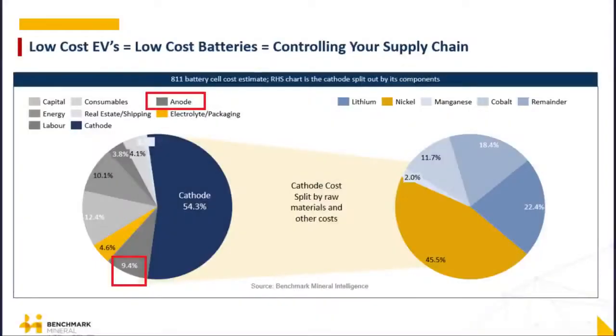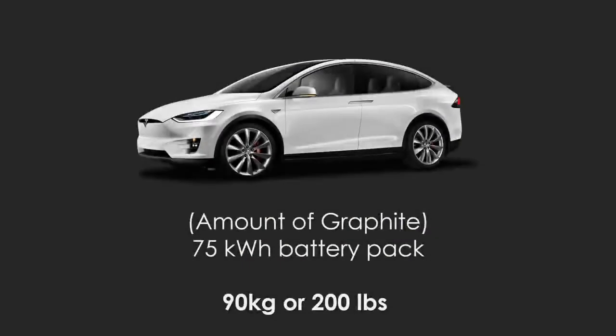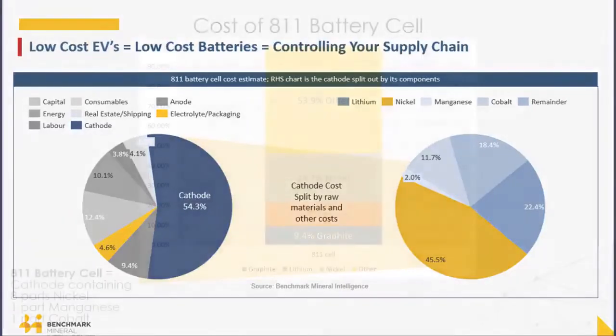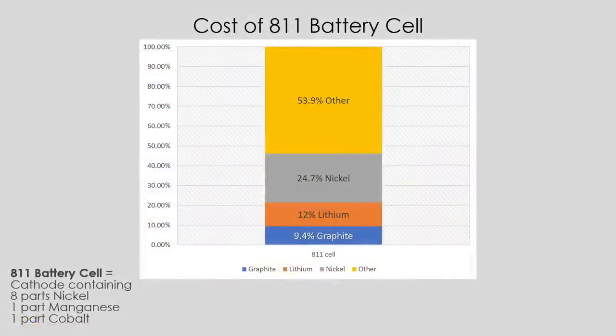According to Benchmark Minerals, about 10% of the value of the battery is the anode, and by weight, a vehicle with a 75 kWh battery pack would contain around 90 kilos or 200 pounds of graphite. And when we look at the top three battery materials side by side, and in this case, an 811 battery cell, we can see how the costs compare as per Benchmark Minerals. Graphite makes up 9.4% of the total cost, while lithium makes up 12% and nickel 24.7%. So these three elements amount to about 46% or almost half the cost of the battery. And yes, this number varies with different cell chemistries.